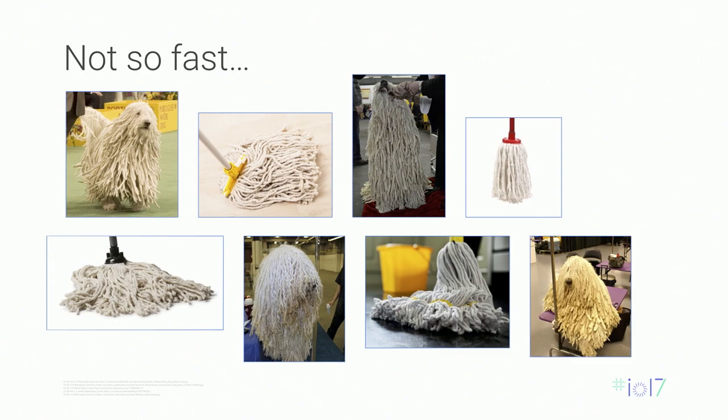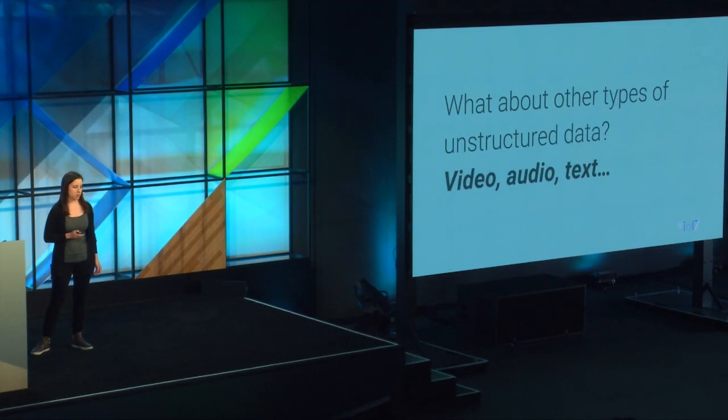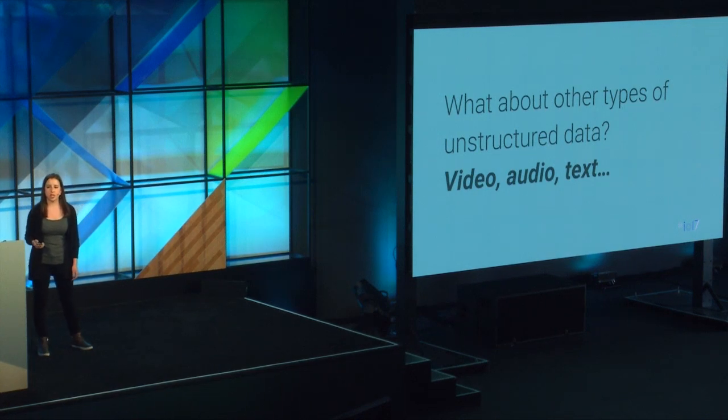So here we have four pictures of sheepdogs and mops, and it's kind of hard, even for the human eye, to tell the difference between the two. So the idea here is we don't want to write specific rules in our code to look for certain things in our pictures. We want to write code that will find these patterns for us. Because we might not have just photos of animals and fruit. We might have photos of everything. And in addition to photos, we might have other types of unstructured data, like video, audio, and text.